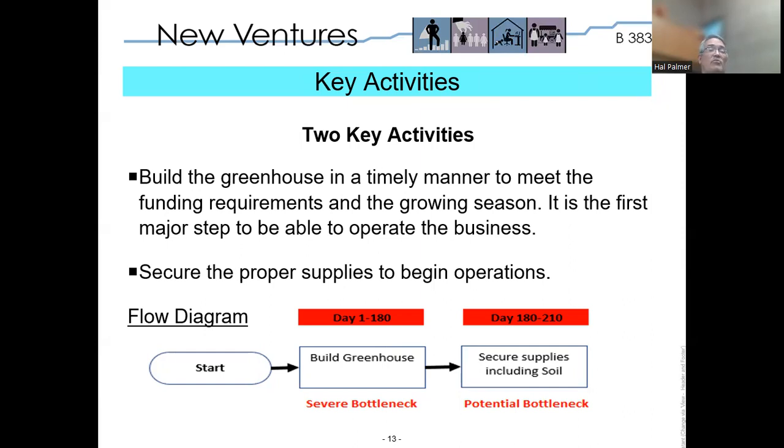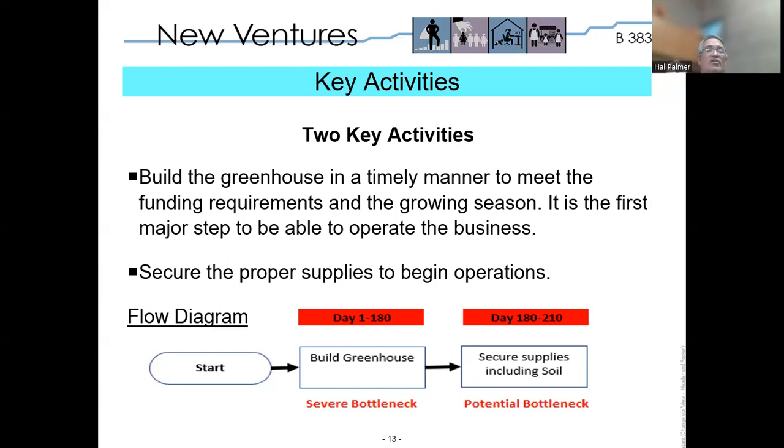Okay, so the first one is build greenhouses in a timely manner and meet the funding requirements. It's the first major step to be able to do this business, and it needs to be done on time. And we all know that things take longer than we expect. You think you could do a project in 2 weeks and it'll take 4. That's natural. So we're going to have to look at this and try to eliminate bottlenecks, interruptions, and things.